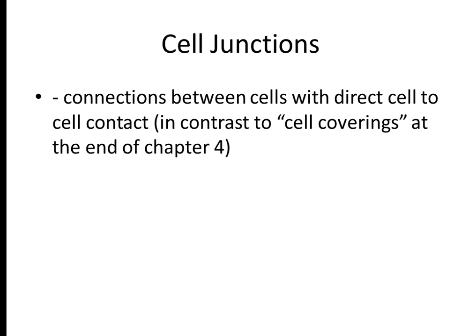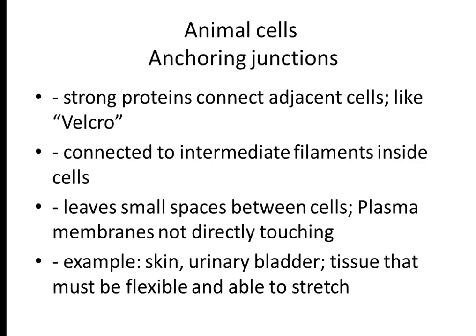Okay, as we go through this, pay particular attention to the material that's highlighted in red. Now, with the animal cells, one type of cell junction we have is what's called anchoring junctions. And with these anchoring junctions, you have very strong proteins coming off the plasma membrane, and these act like Velcro. When you smush two pieces of Velcro together, they have little hook structures that intertwine. That's the same thing these proteins do. Little hook structures are going to hook into each other, intertwine with each other, and hold these two cells together.